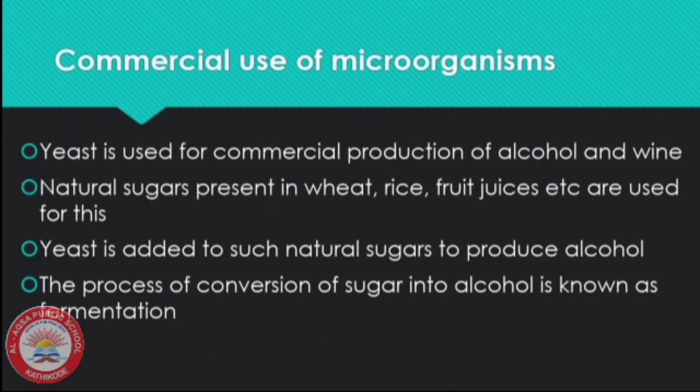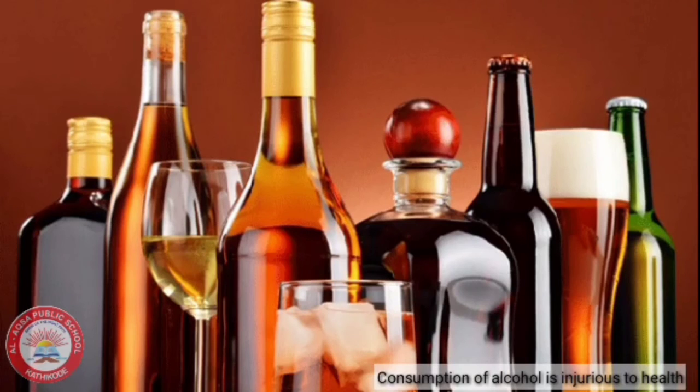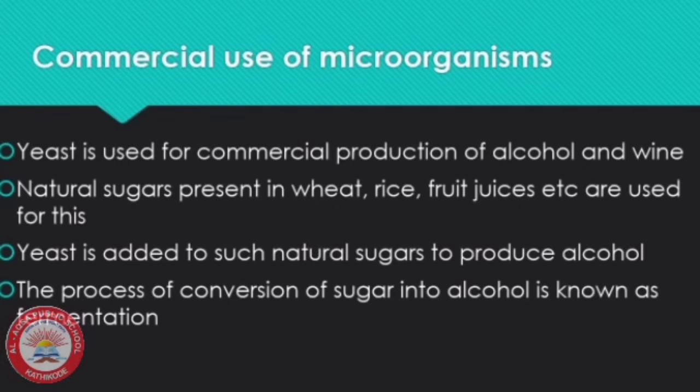Next is commercial use of microorganisms. Some microorganisms are used for the commercial production of alcohol, wine and acetic acid. Acetic acid is our vinegar. This alcohol, wine, etc. are made from natural sugars present in wheat, rice or even fruit juices.